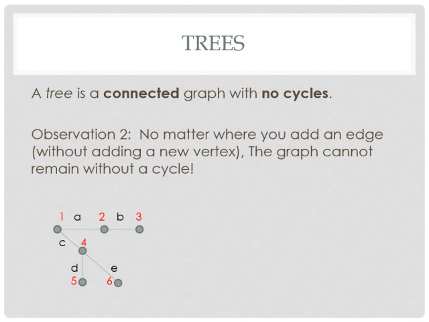So trees have this unique property. It's like they're on the border. If you remove a single edge, it's no longer connected. If you add a single edge, you now have a cycle. But a tree is a connected graph with no cycles.